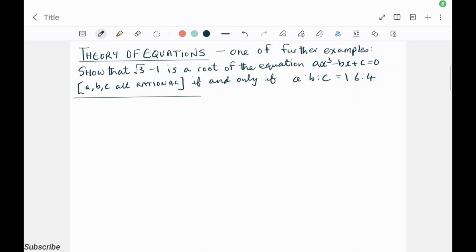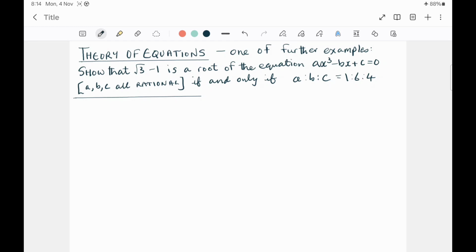Right, I want to present another further example from the theory of equations, and it runs like this. Show that the square root of 3 minus 1 is a root of the equation ax cubed minus bx plus c is 0, where a, b, and c are all rational numbers, if and only if a to b to c is in the ratio 1 to 6 to 4.